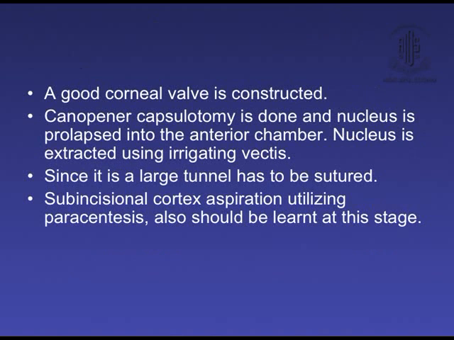A can opener capsulotomy is done and the nucleus is prolapsed into the anterior chamber and is extracted using an irrigating vectis. Since it is a large tunnel, it has to be sutured. Subincisional cortex aspiration should be done with the help of the side port at this stage itself.